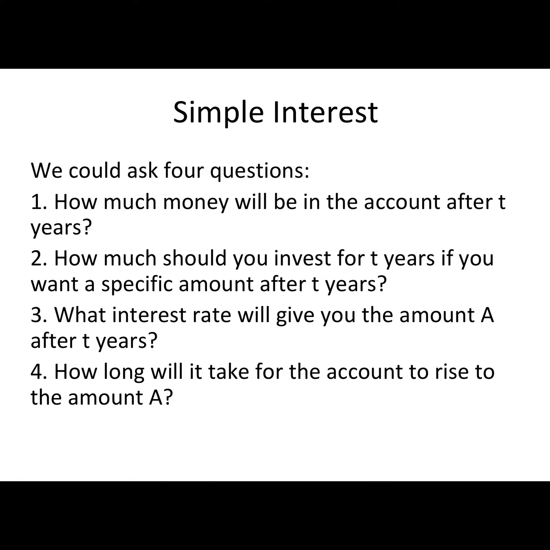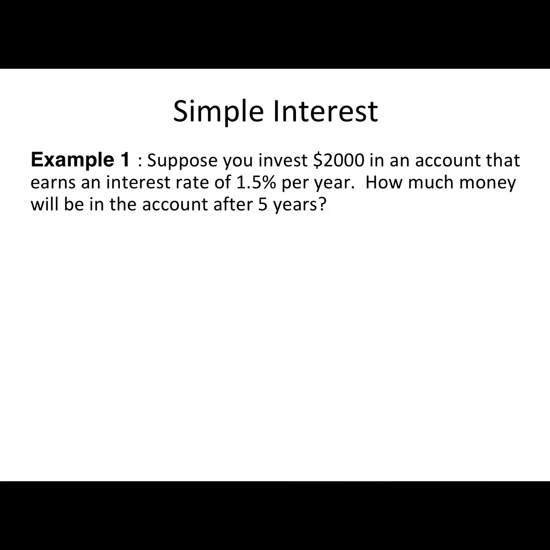We could ask 4 questions with simple interest. How much money will be in the account after T years? That's asking you to solve for A. How much should you invest for T years if you want a specific amount after that amount of time? That's asking you to solve for P. What interest rate will give you the amount A after T years? That's asking you to solve for R. And how long will it take for the account to rise to a certain amount A? That's asking you to solve for T. So we can solve for each of those 4 variables that were in the equation. Let's look at a couple examples.